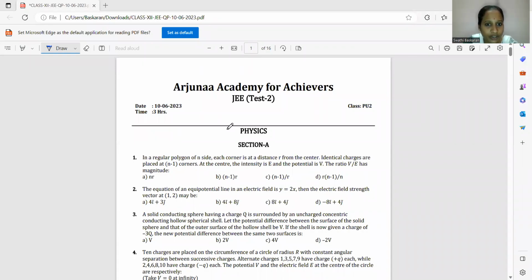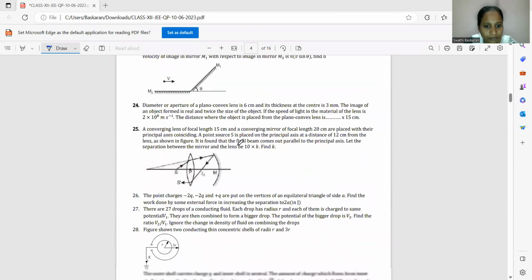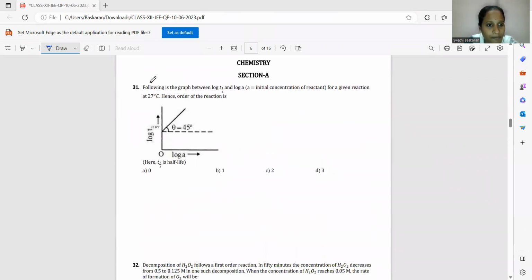Hello students, today we are going to solve chemical kinetics questions from the JEE question paper, and this test was held on 10/6/2023. Now let us begin with solving chemical kinetics questions. So here is our first question.